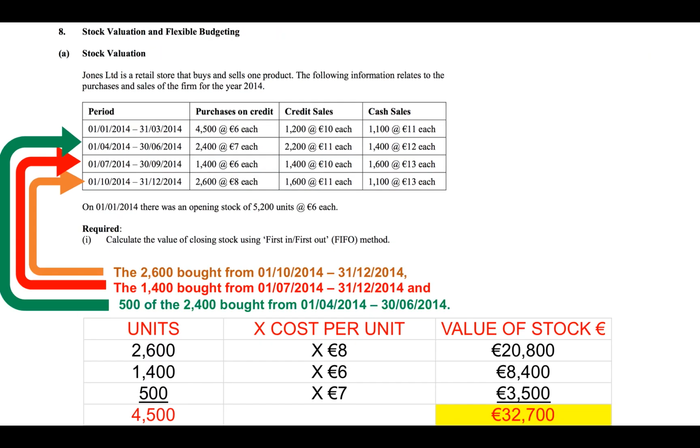So let's multiply that out. 2,600 at €8 is 20,800. 1,400 at €6 is 8,400. And then lastly, the 500 at €7 is 3,500. So altogether, the value of the stock, €32,700, is the value of the closing stock using the FIFO method. So that is part 1 complete.